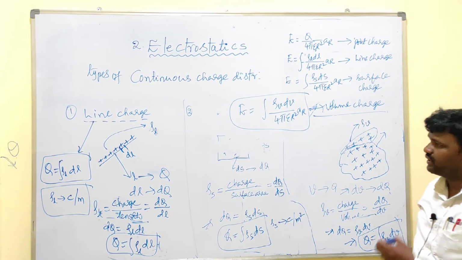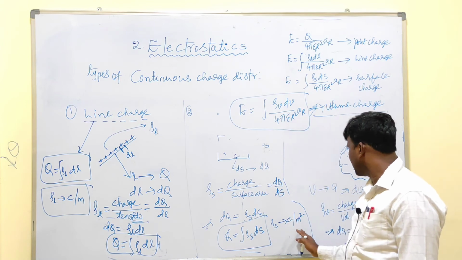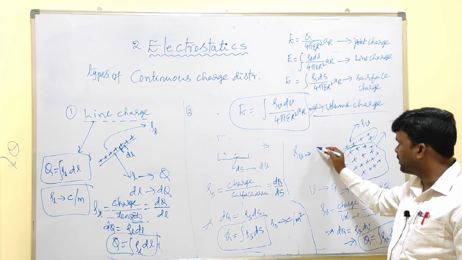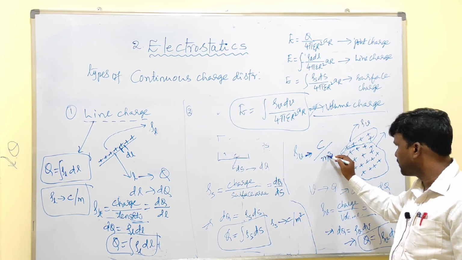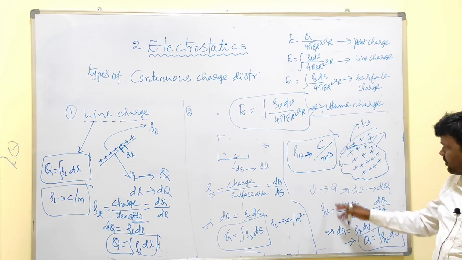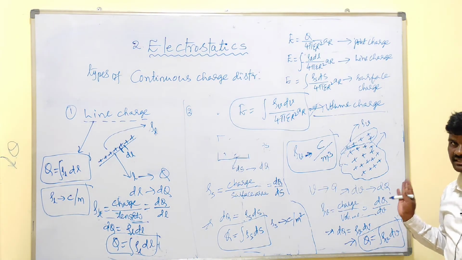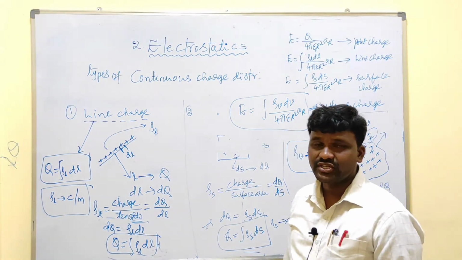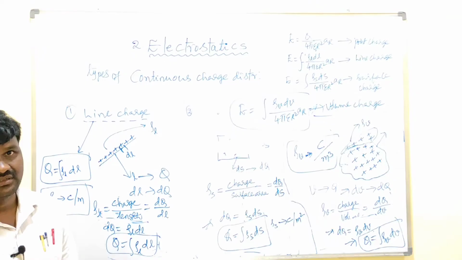Now tell me, what about the units of rho L? Coulomb per meter. What about the units of rho S? Coulomb per meter square. Similarly, the unit of rho V is charge per unit volume. Charge is measured in coulombs and volume means meter cube, so coulomb per meter cube. Multiplying by volume, meter cube cancels out, and you get coulombs, that means charge. This is all about the electric field intensity due to point charge, line charge, surface charge, volume charge.